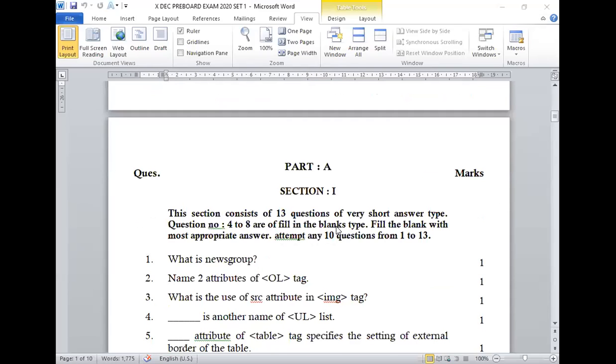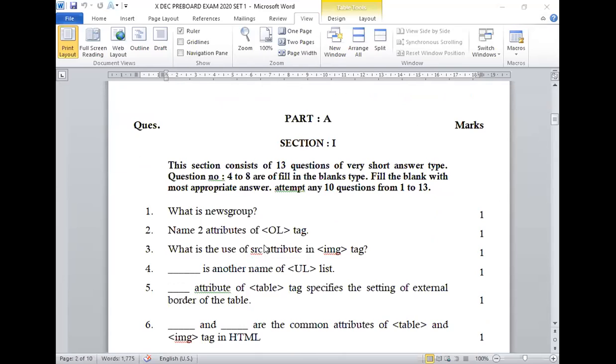Let us start with one word questions first. What is newsgroup? Beta, newsgroup means online community board or online bulletin board where news is posted and members of the newsgroup respond to the post, right? Name two attributes of OL tag. Beta, two attributes of OL tag are type and start.